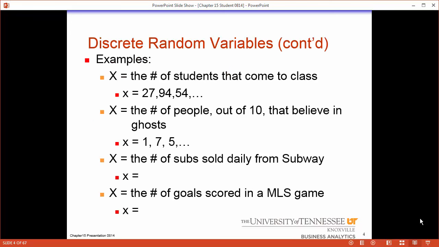Examples of this would be things like the number of students that come to class, the number of people out of 10 who believe in ghosts, the number of subs sold daily from Subway, number of goals in a soccer game. All of these would have to be whole numbers. You can't get half a goal. You can't sell half a sub. Well, people say you can, but you're really selling a sub still. If Subway said we sold this many subs, they might have how many footlongs or how many 6 inches, but still a 6-inch sub is a sub. So these are whole numbers, a discrete random variable.